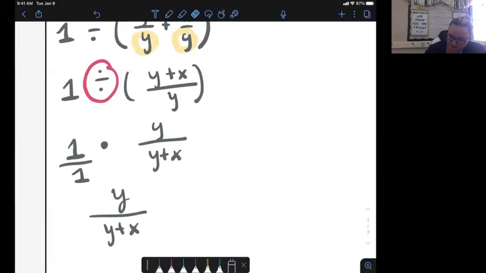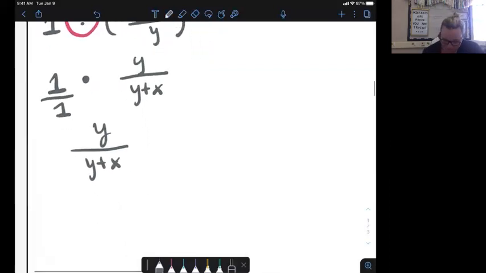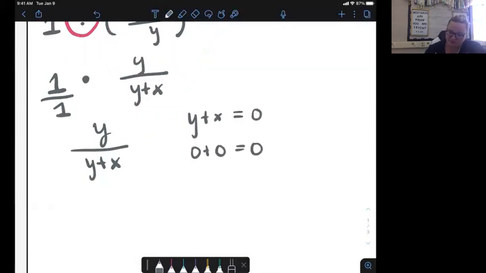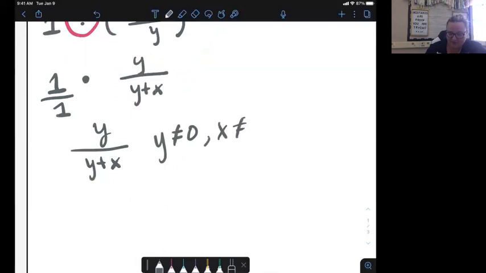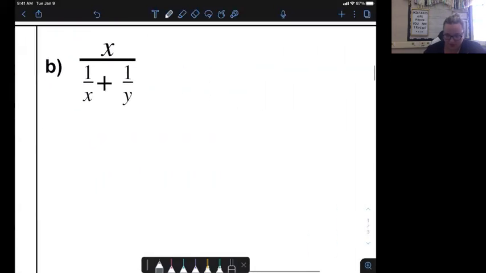And then, oh, we actually need to state our restrictions. So for y plus x to be 0, y and x would have to be 0 at the same time. You'd have to have 0 plus 0 to equal 0. So y can't be 0 and x can't be 0. And there we go. All right, let's do the next one.